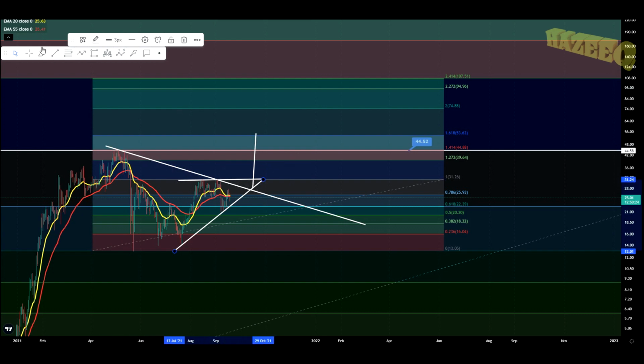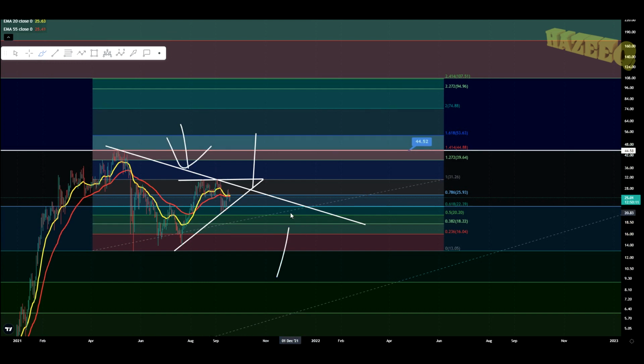Now, this is one target. The other target we have is this inverse head and shoulders that I have spotted. So this is the left shoulder, this is the head, this is the right shoulder, okay? And this would be the neckline over here, this large trend line that we have. So what potentially we can do is we can break out of the symmetrical triangle and the neckline at the same time.